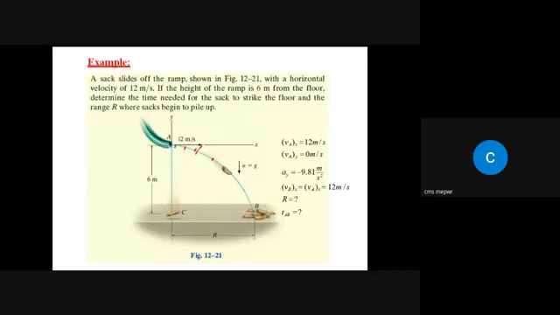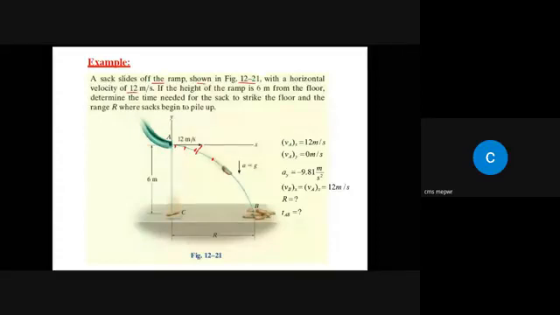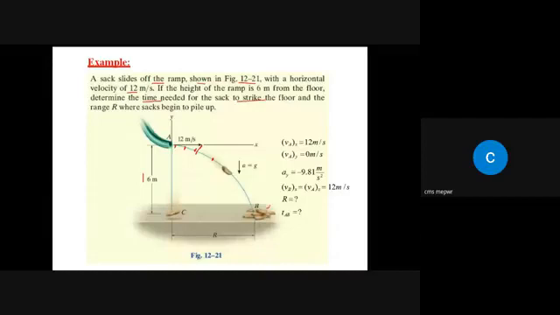So a sack slides off the ramp shown in figure 12-21 with a horizontal velocity of 12 meter per second. If the height of the ramp is 6 meter from the floor, what you need to determine is the time needed for the sack to strike the floor. Means from this one to this one, floor is at B. You need to find out the time from A to B, so t_AB is needed. And the range R where the sack begins to pile up, you need to find out the distance that it covers in the x direction, R. Right? Okay.